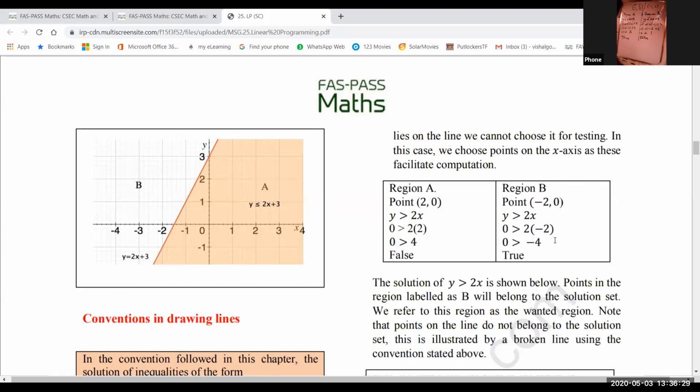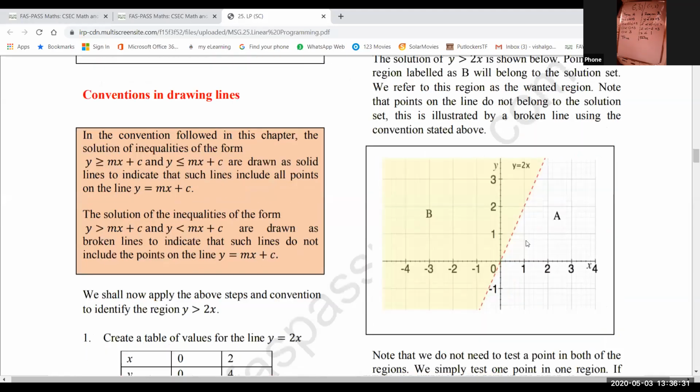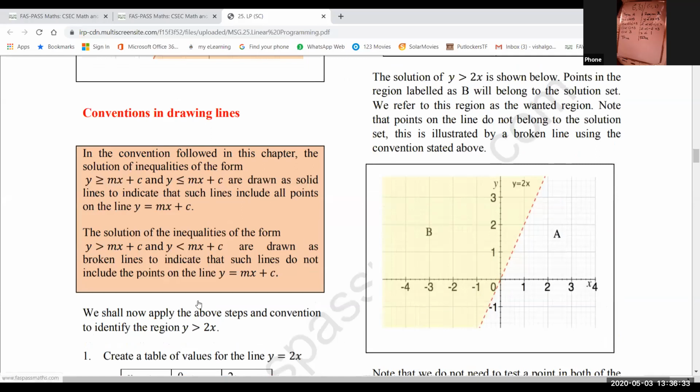Okay, so let's see which side we'll be shading. Remember, it's a broken line because the sign we are using here is greater than. So it's a broken line here, and we are shading region B.